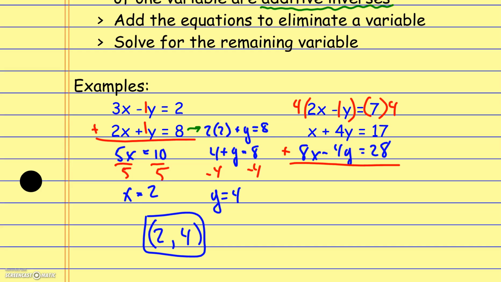Now I add straight down: 1x plus 8x is a 9x. The y values eliminate one another, and then 17 plus the 28 gives me a 45. And then from here I'm going to solve this.